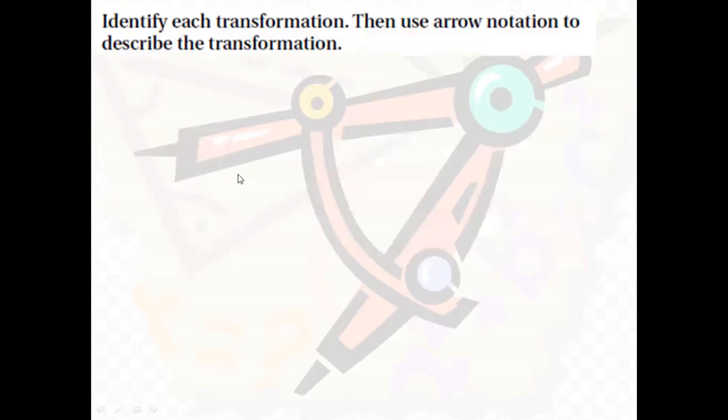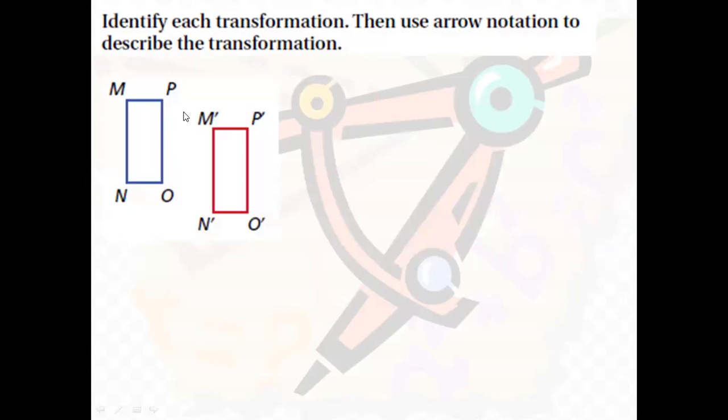Okay, now let's move on and see. Identify each transformation, then use arrow notation to describe the transformation. So now you can identify which is the image and which is the pre-image. I already told you how to identify. Just look at this letter. It doesn't have the prime sign, which means this is the pre-image and this is the image.